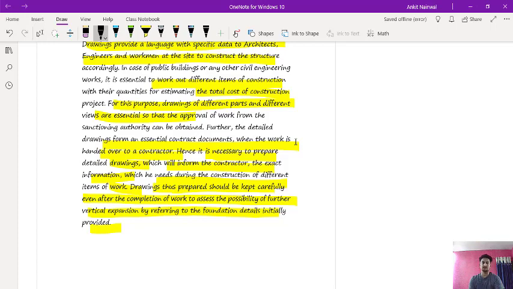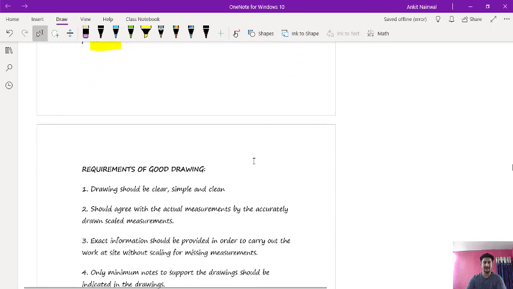you want to add, then these drawings will help you out by showing what type of foundation is there, what the specifications are, and what kind of load it may bear. So all these possibilities will be studied with the help of the drawing. So the next topic is what are the requirements of a good drawing.